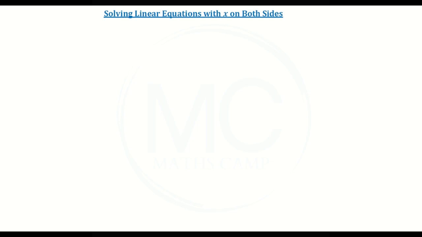Hi, in this video, we are going to look at how we go about solving linear equations with x on both sides of the equal sign. In our past videos, we have looked at equations where we had one x term on one side of the equal sign. So how do we tackle something that looks like this? 2x plus 2 is equal to x plus 4.